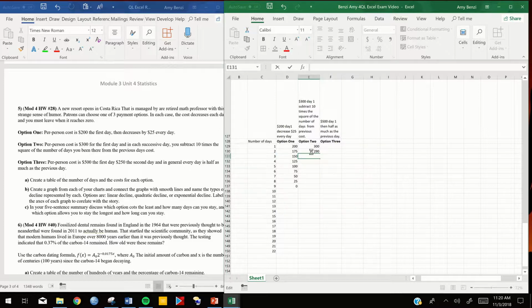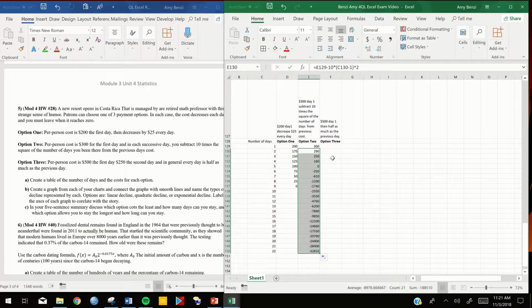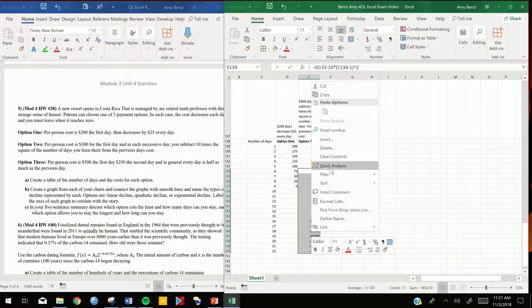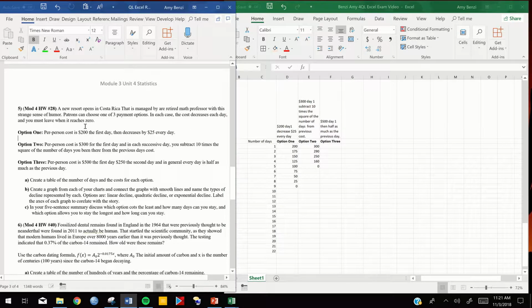So on this right here where I have this 300, I'm actually going to grab this value. Now you see it did that for me. So it doesn't look like I get to stay here very long. At this rate, I need to get out after 5 days, because remember, you have to leave when it hits 0. And you must leave when it reaches 0. You see right there? That's where it says that.